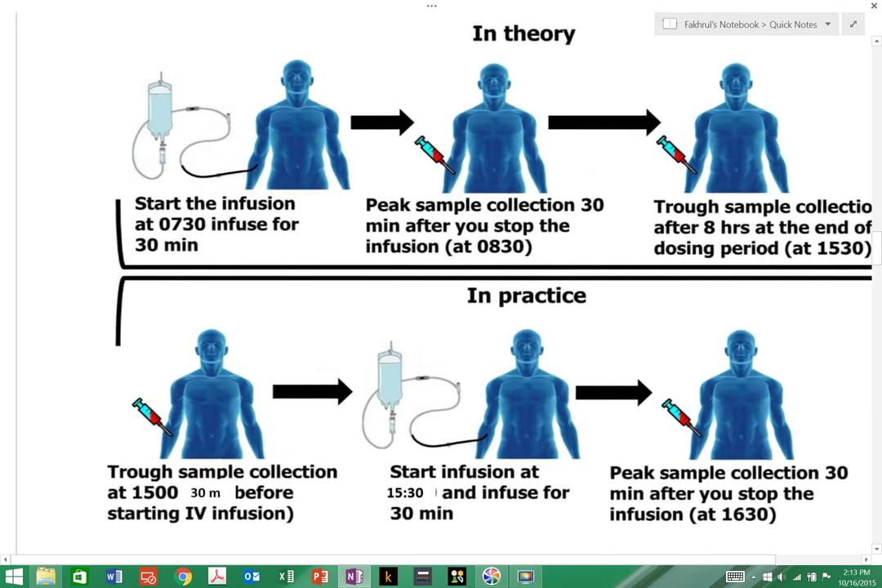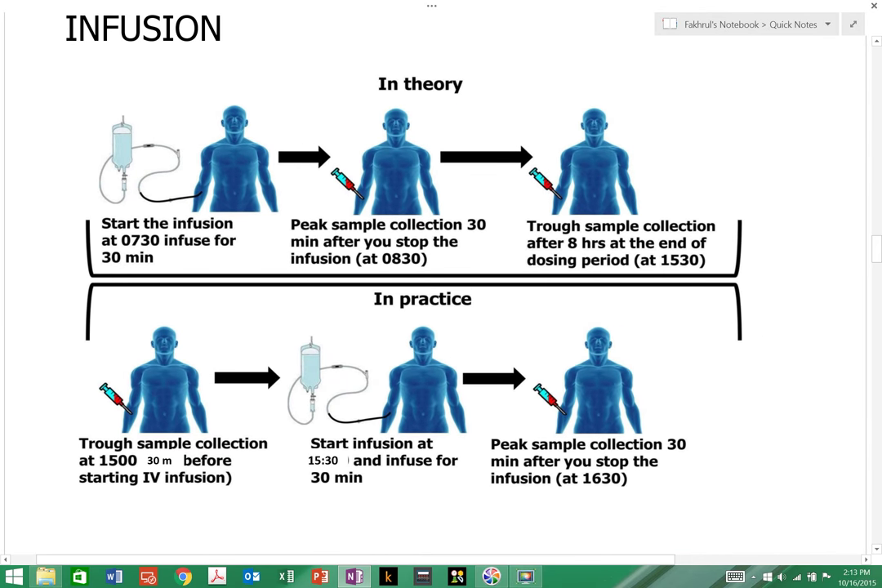If you look into this figure, in theory, for example, if you start infusion at 7:30, that means it's AM, you infuse for 30 minutes, and the peak sample you collect 30 minutes after you stop the infusion, so at 8:30. So in theory, it should be like that. You start at 7:30, you infuse for 30 minutes, and then you wait for 30 minutes. At 8:30, you collect the sample.